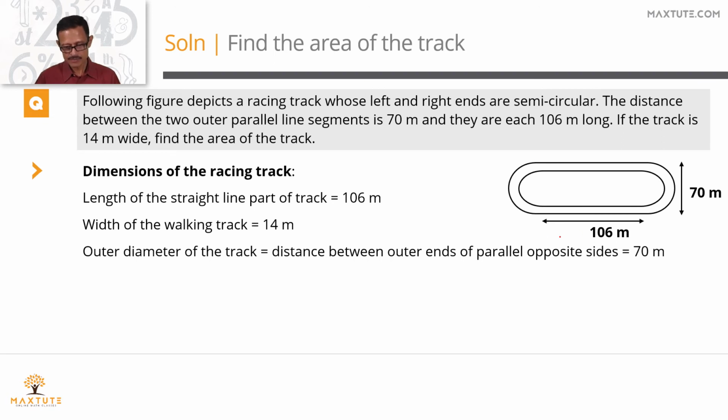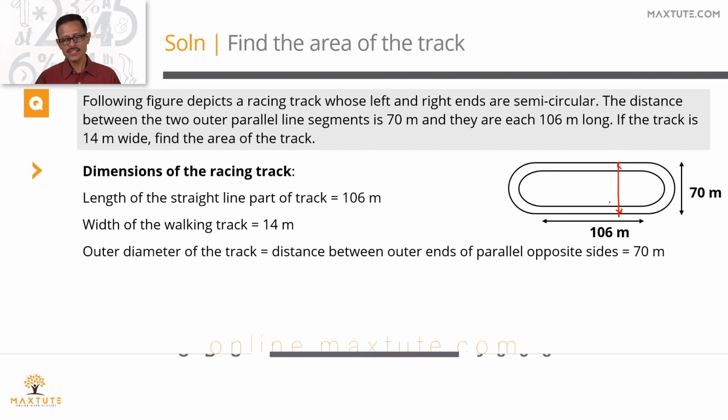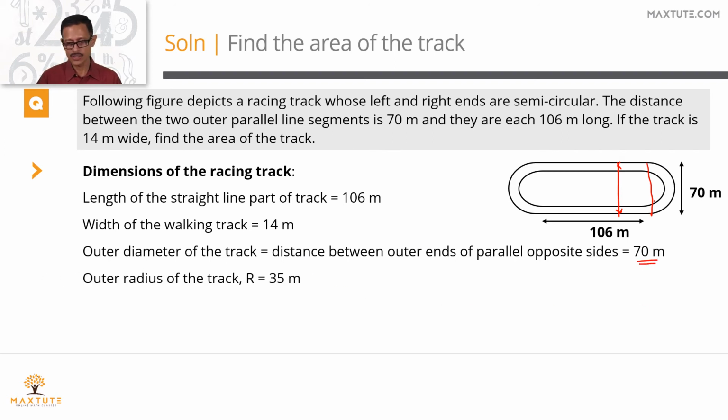Quickly run through the dimensions again. This is 106 meters. The outer distance is equal to 70 meters. That essentially, if you look at it, if I draw this line here, this is a semicircle. This gives us the diameter, outer diameter of the track, semicircular portion. That is 70 meters. Then the radius is going to be equal to 35. This is the center of the semicircle. This is equal to 35. The entire diameter is equal to 70.